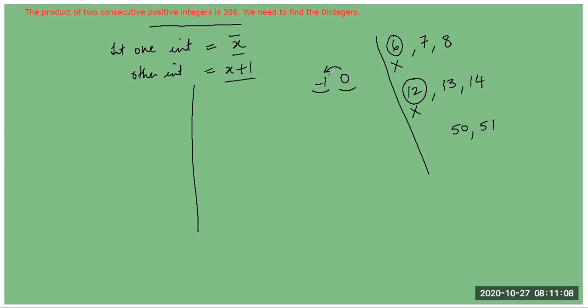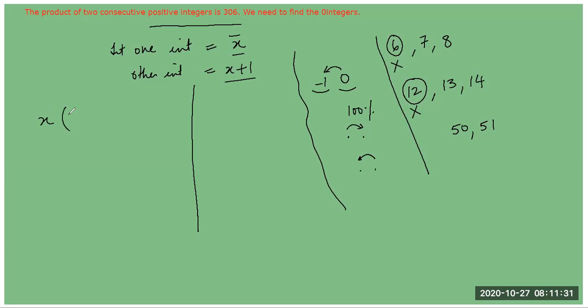Always we should take plus 1, because I know on the right hand side of any positive integer, definitely the probability of getting a positive integer is 100%. But on the left hand side, the probability of getting a positive integer is 50%. Maybe there may not be there, right? So we will not take x minus 1. So these are two integers, their product is 306.